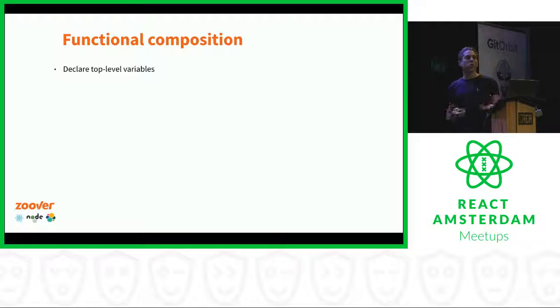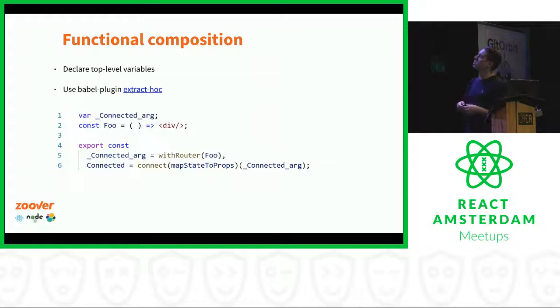The way you can work around this is you can, of course, declare a top-level variable for every phase in your composition. Yeah, that requires you to update your modules to actually make that work, of course. There's also a plugin I found out a couple days ago. It's called extract-hoc. It basically does the same thing we just described, but automatically. And this is how it looks.